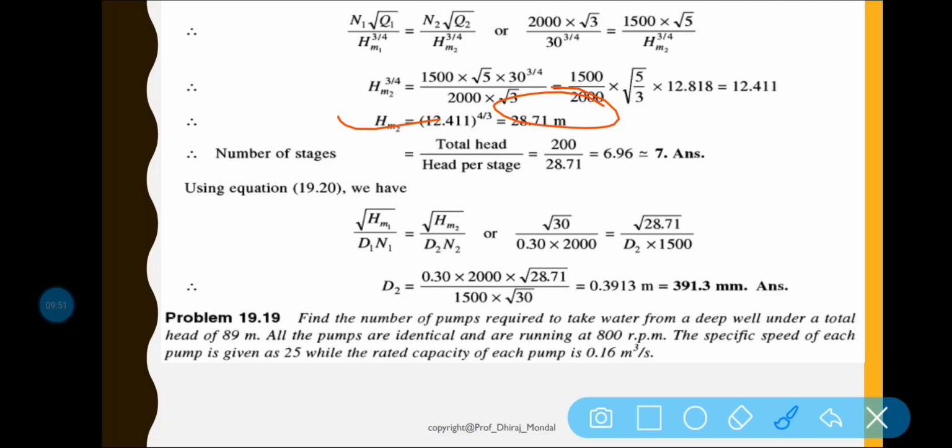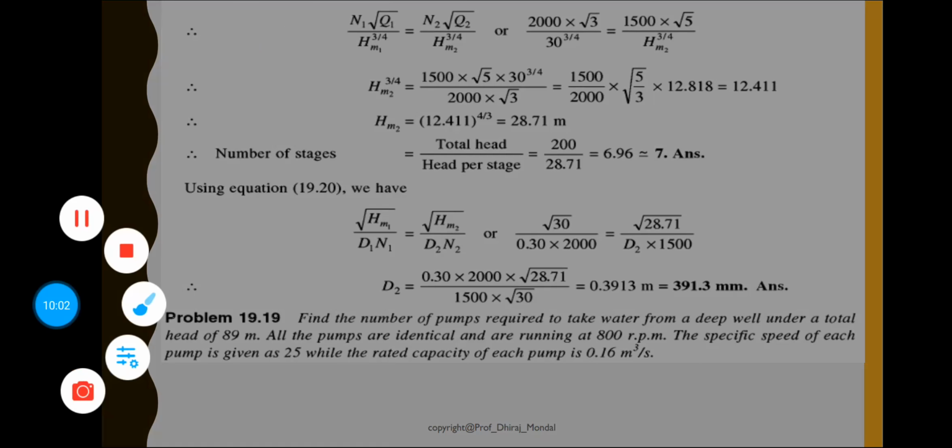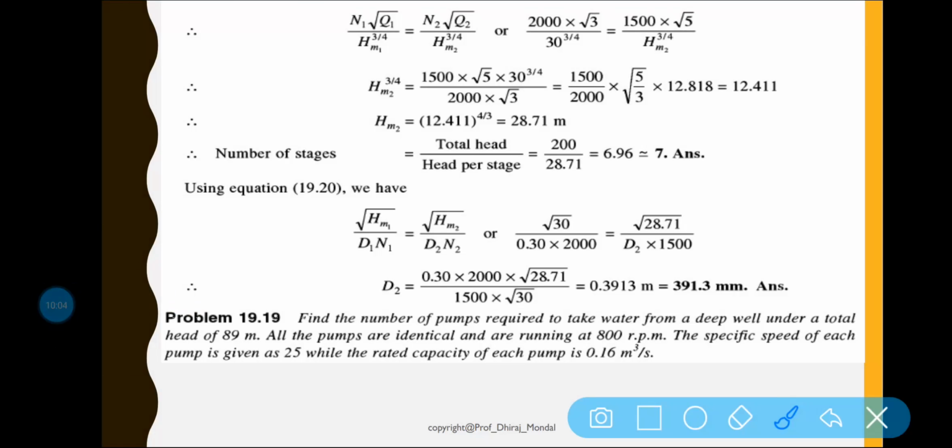Hm2 you can find out as 28.71. Now the number of stages: total height is 200 by 28.71, so ultimately it is 6.96. That means you have to take the maximum, so that is 7. Now you can find out the diameter d2.